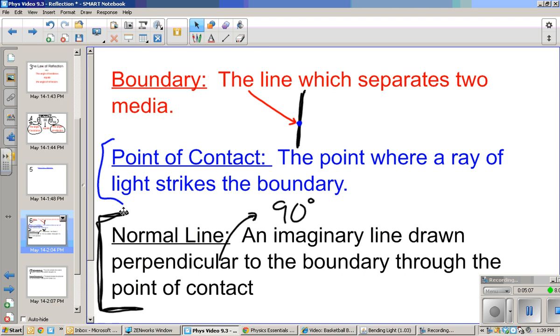So on my drawing up here, let me clean up this drawing, it's a little bit muddled. We've got the surface of our mirror. We've got a beam of light coming in and hitting the mirror right there at our point of contact. So my normal line is going to be a line that is perpendicular to the boundary and through the point of contact. So it's going to look like this, a dotted line. So that is my normal line.